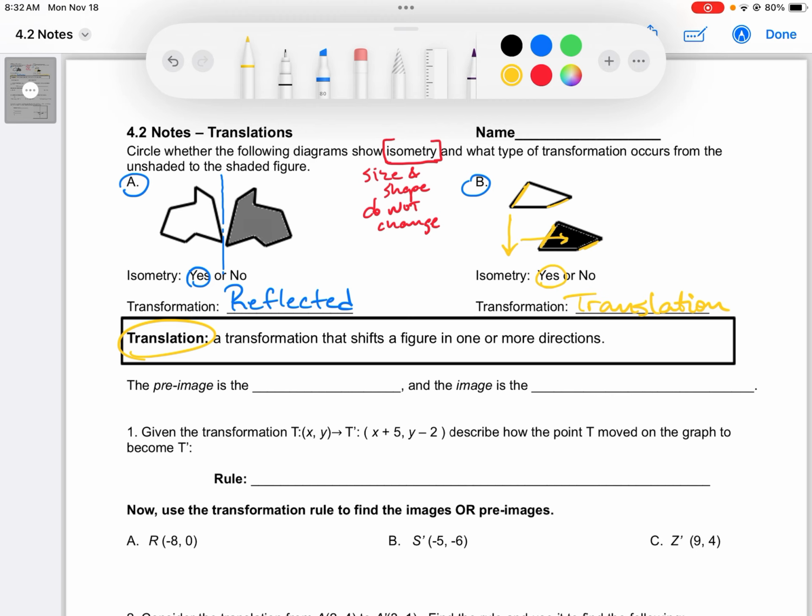And so what is a translation? That's what we're defining today. It's what today's entire lesson is about. A transformation shifts a figure in one or more directions.